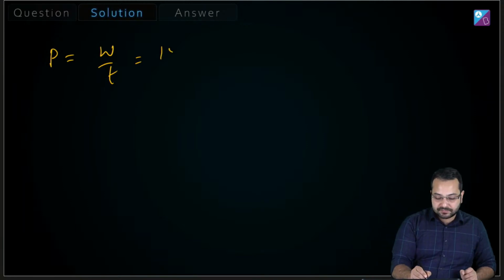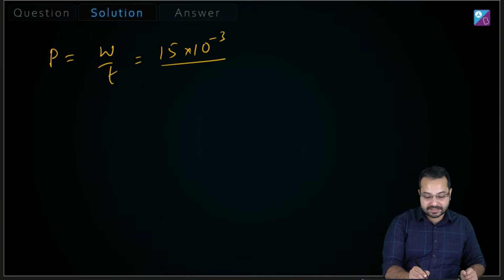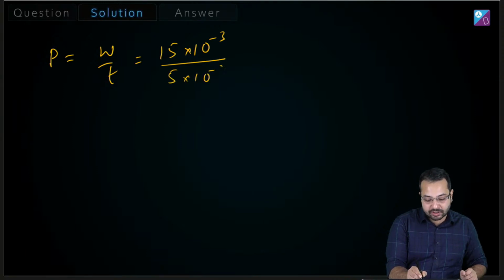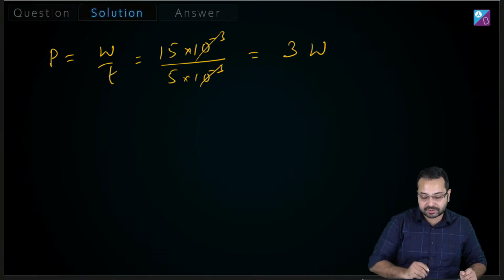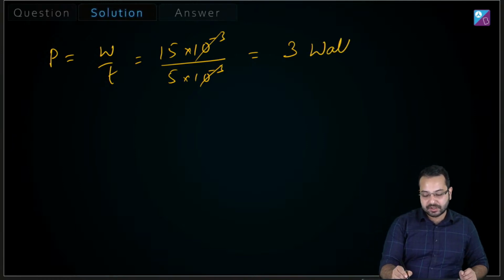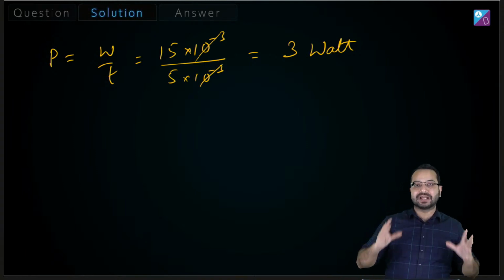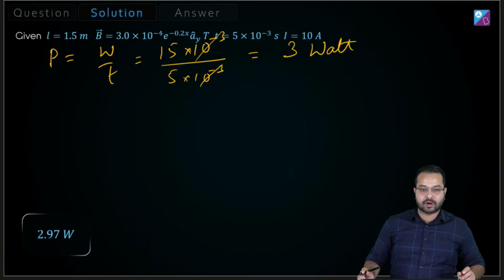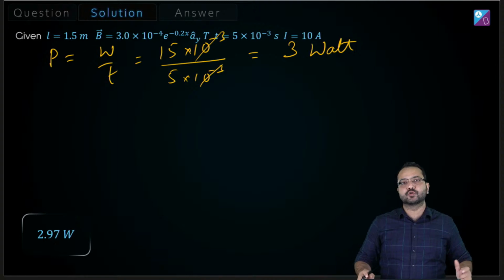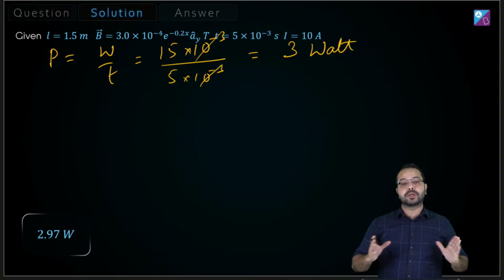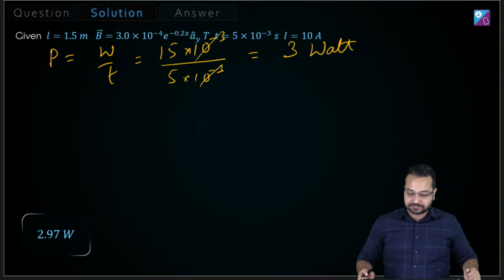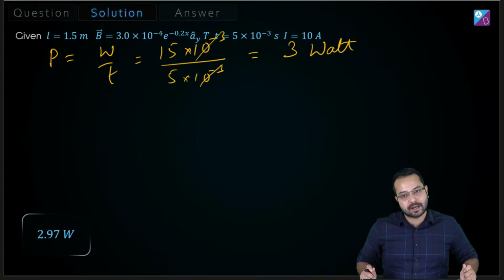So work done 15 into 10 to the power minus 3, and the time is 5 into 10 to the power minus 3. So this is going to give me 3 watt. So the answer is going to be 3 watt. Is that clear? So the power that has to be delivered has to be 3 watt. The closest answer that we have is 2.97 watt, so that is going to be my answer. Is the process absolutely clear?